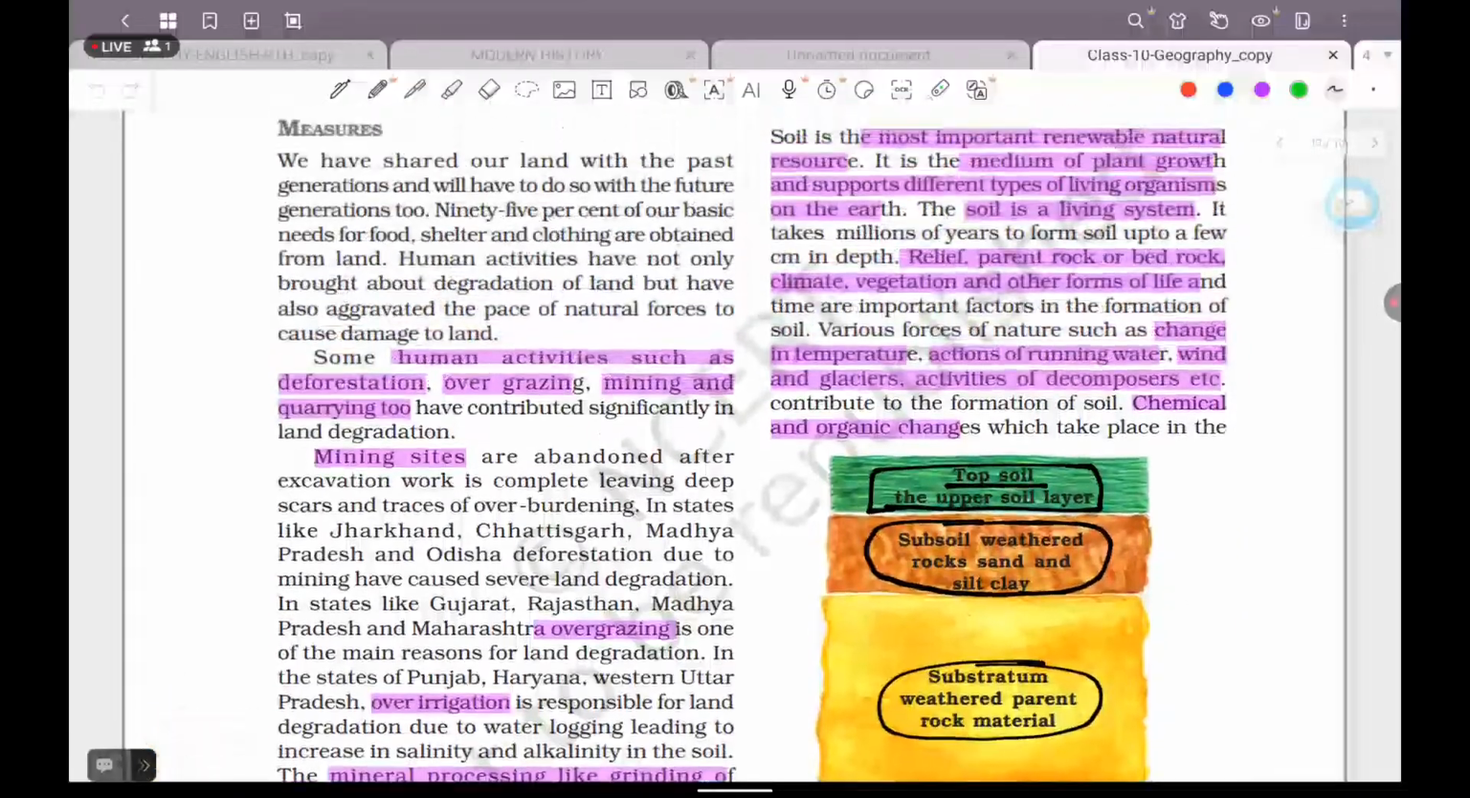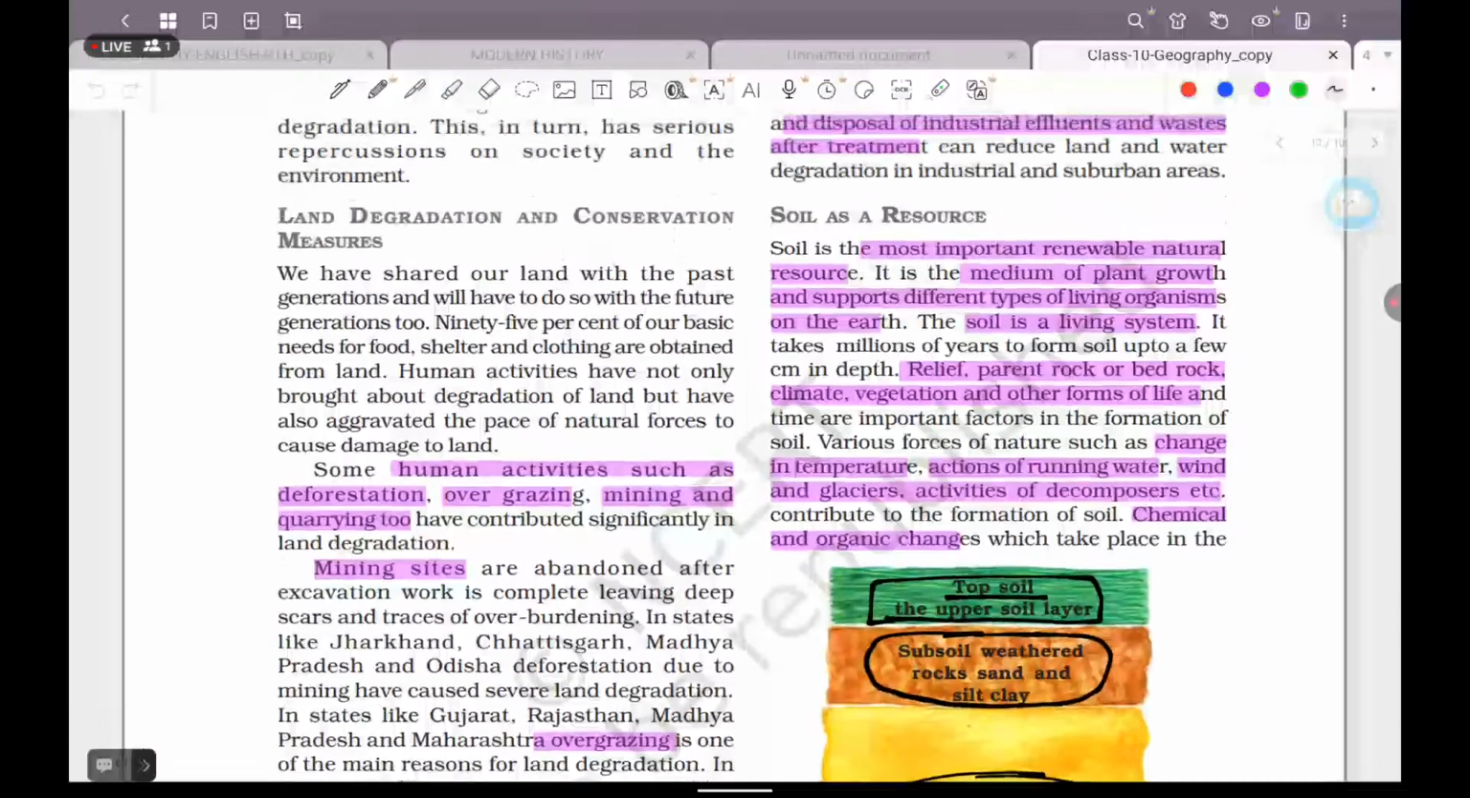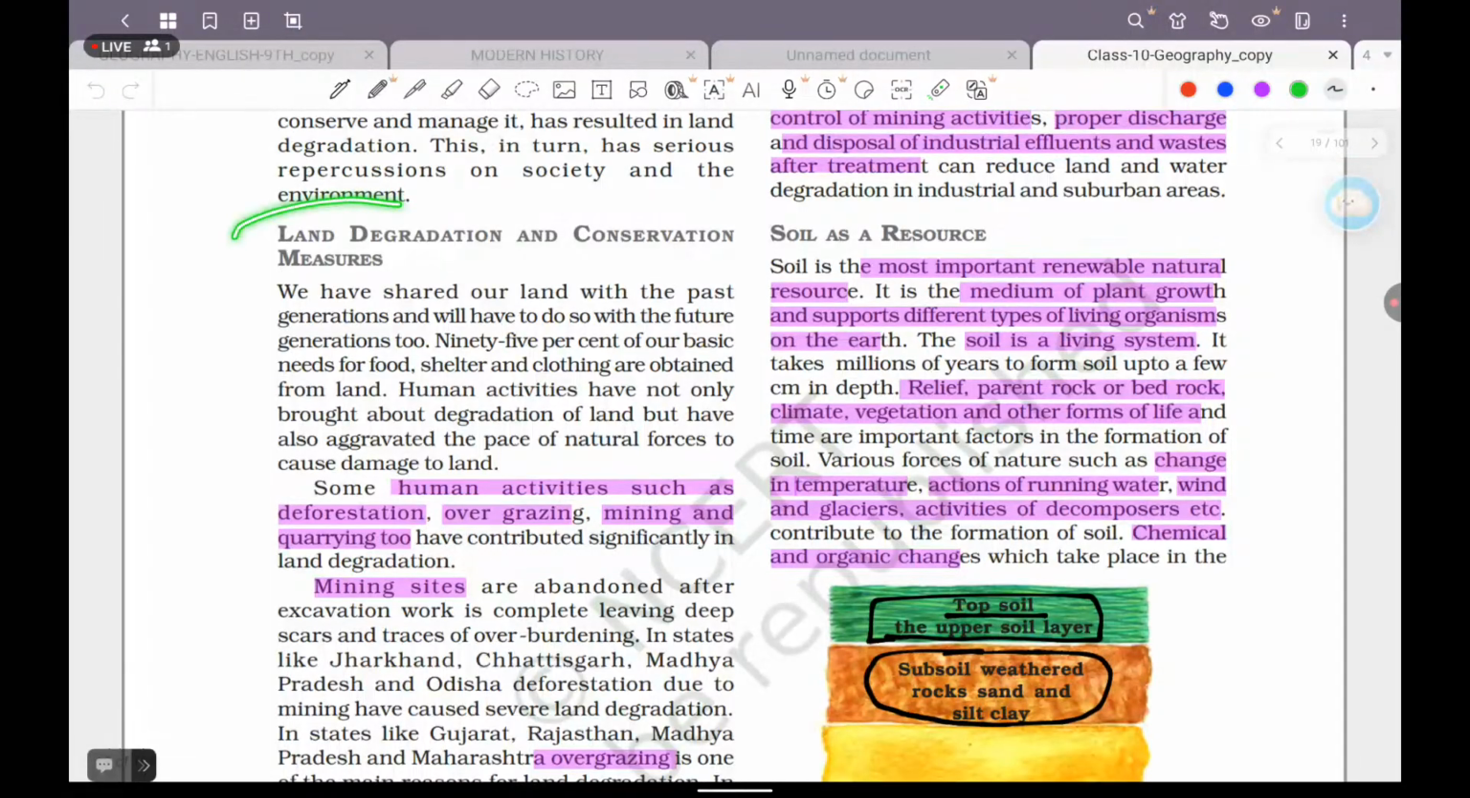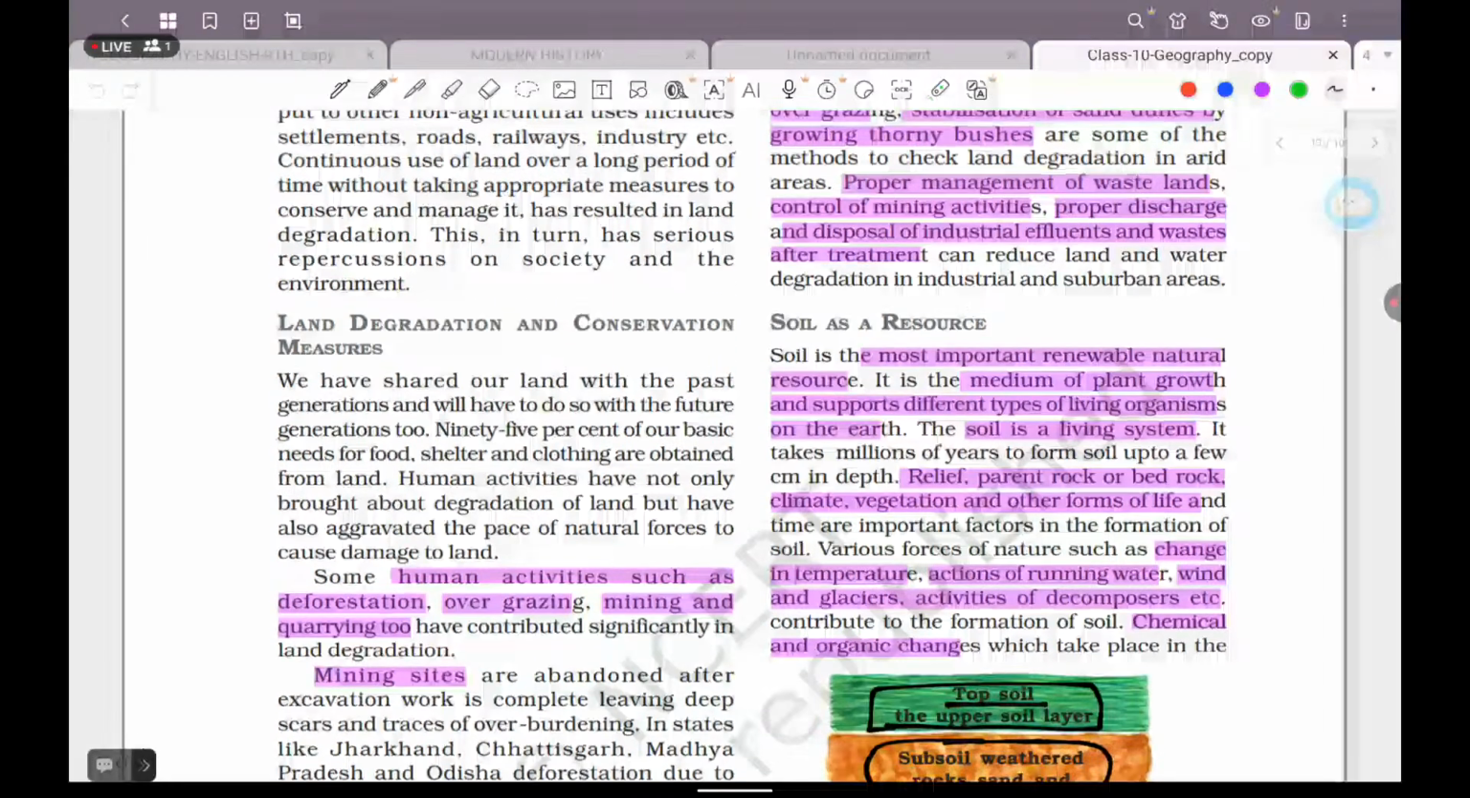Some of the human activities that lead to land degradation are deforestation, overgrazing, mining and quarrying. These are some of the causes that lead to land degradation. So the next topic is soil as a resource.